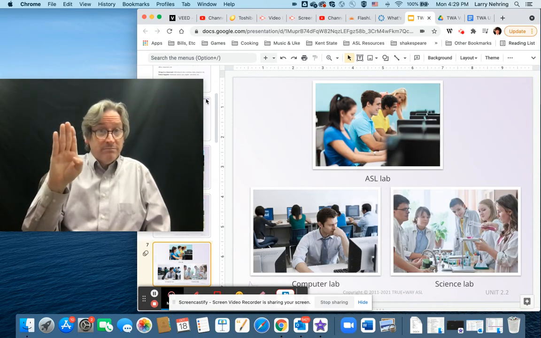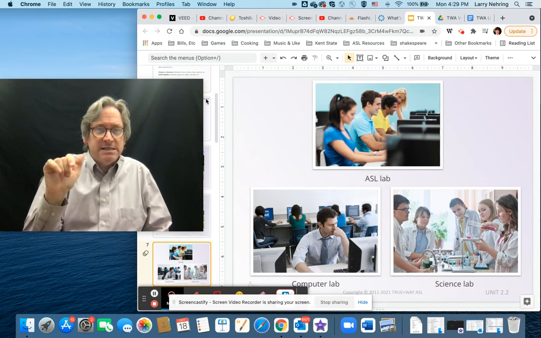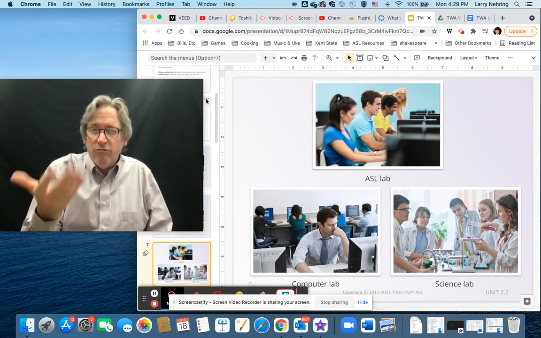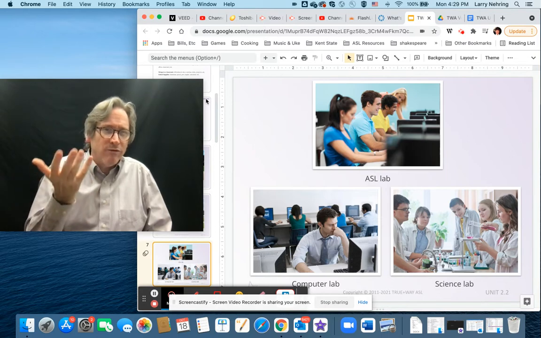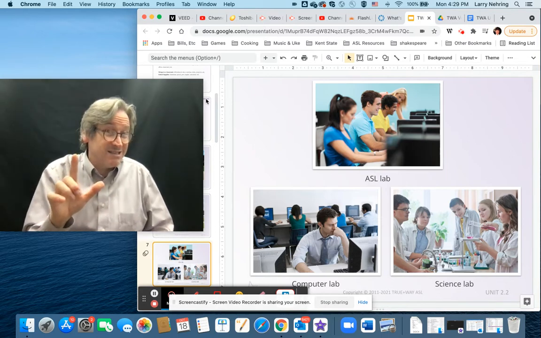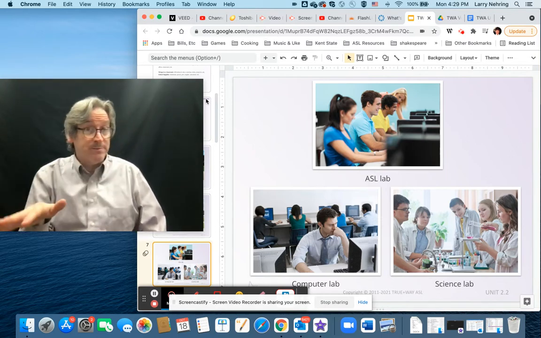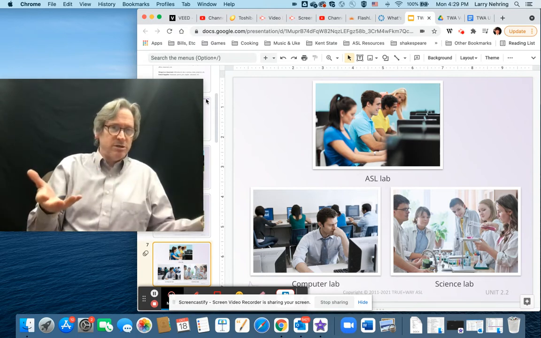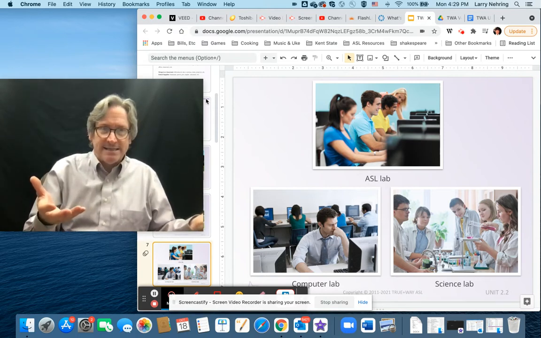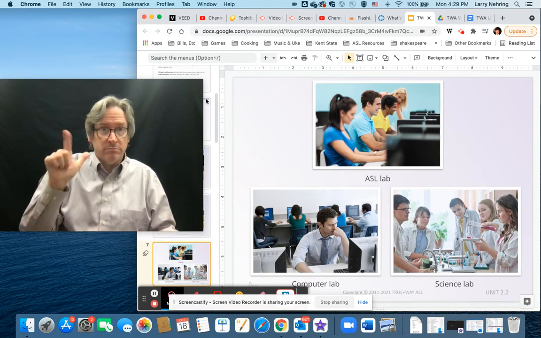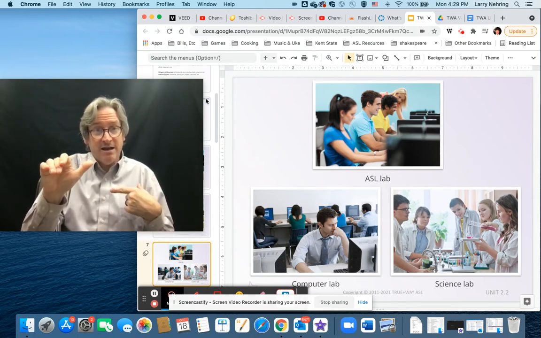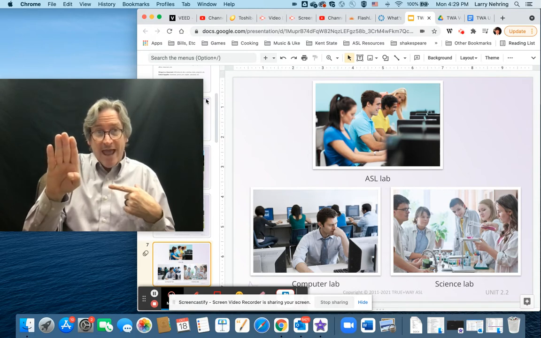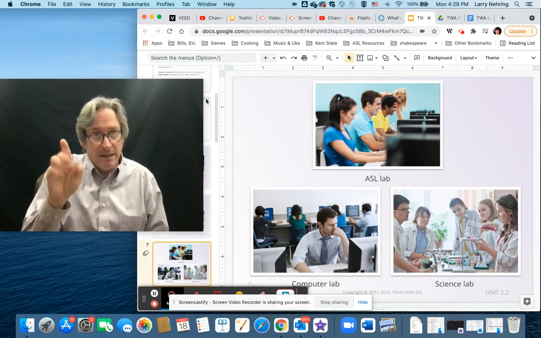Lab, L-A-B. It's what we call a lexical fingerspelling or a lexical sign. That's where the fingerspelling is the sign. It's the most widely accepted way of signing lab. It looks like LB, but there is kind of a gloss through the A in the middle of that lab.